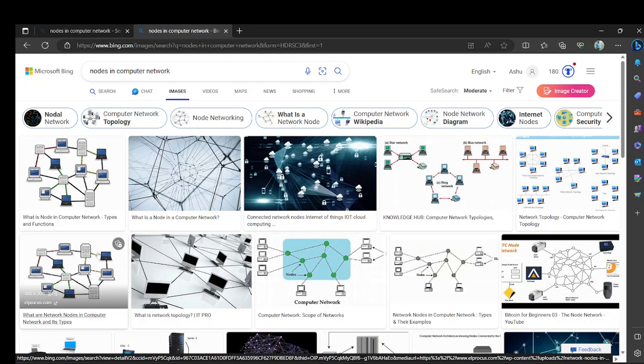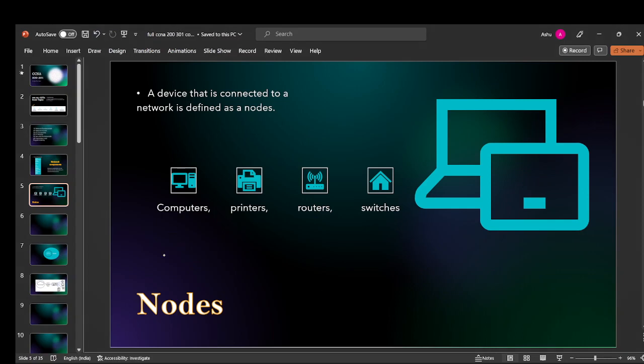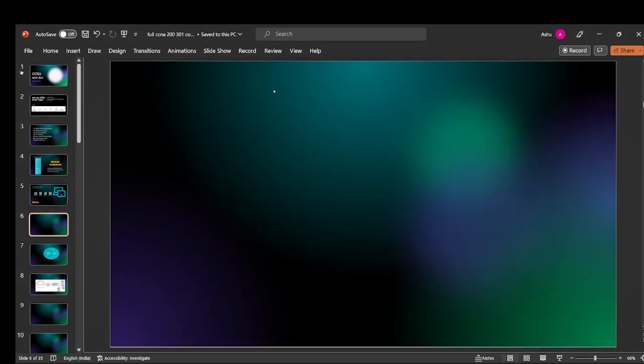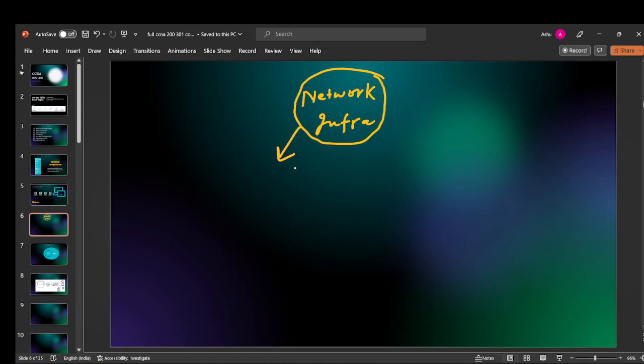Do you know what are the important elements of network infrastructure? This is a network infrastructure. Clear? This network infrastructure has two elements. First one is network components, and second one is nodes.